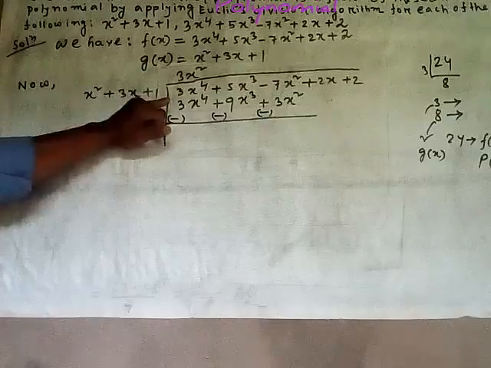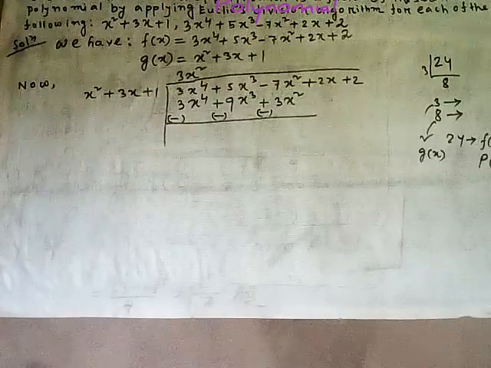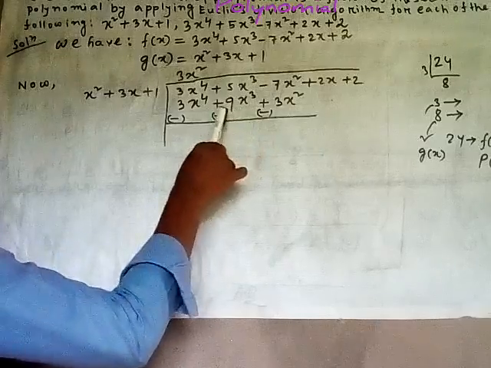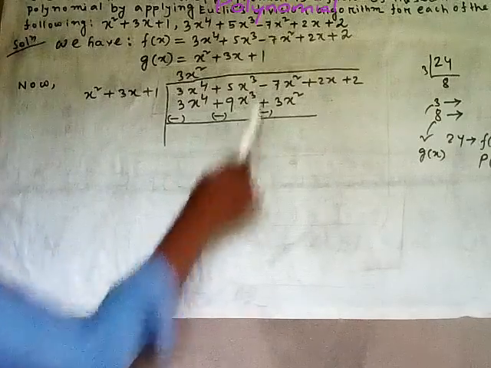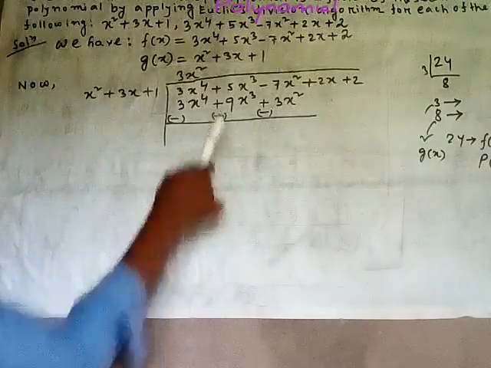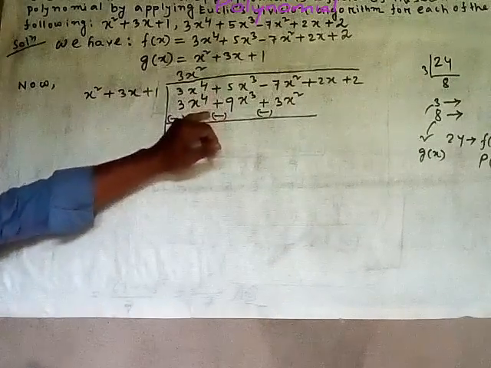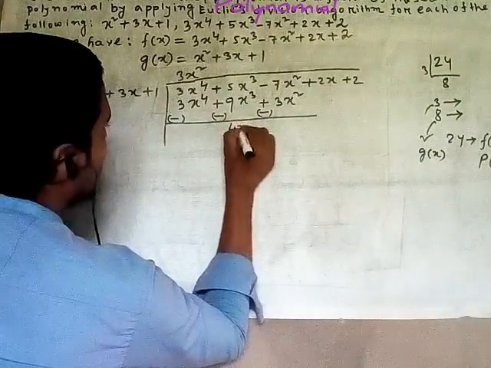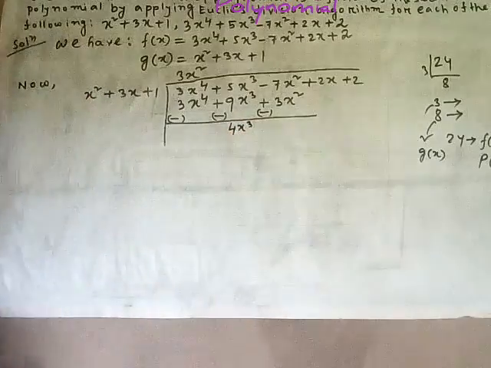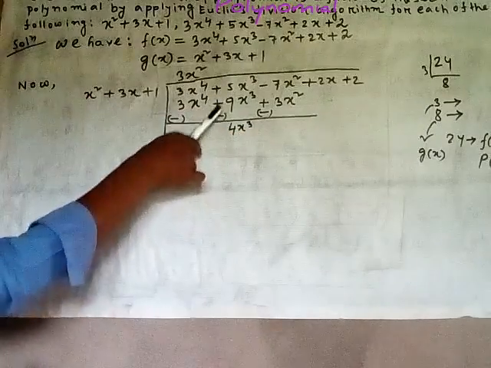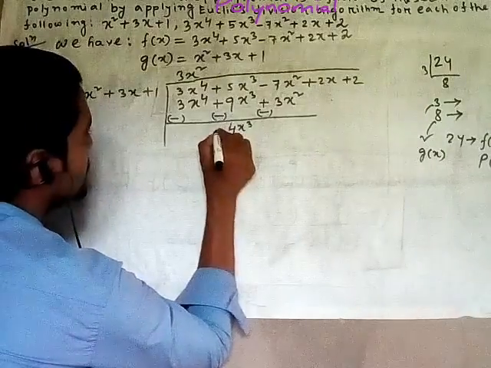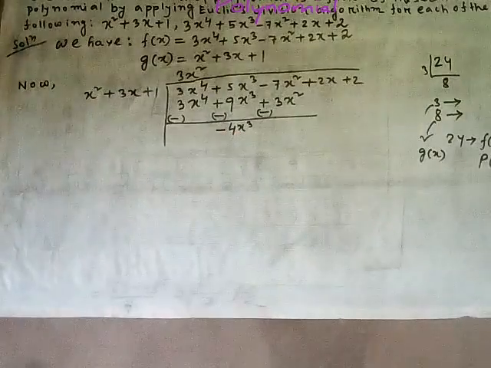So plus 3x to the power 4 minus 3x to the power 4 cancel. 5x cube and 9x cube, but 9x cube is minus, so plus and minus, we have to do minus. So 9 minus 5, 4x cube, and between 5 and 9, 9 is the greater number, before the greater number is the minus symbol, so put here a minus symbol.